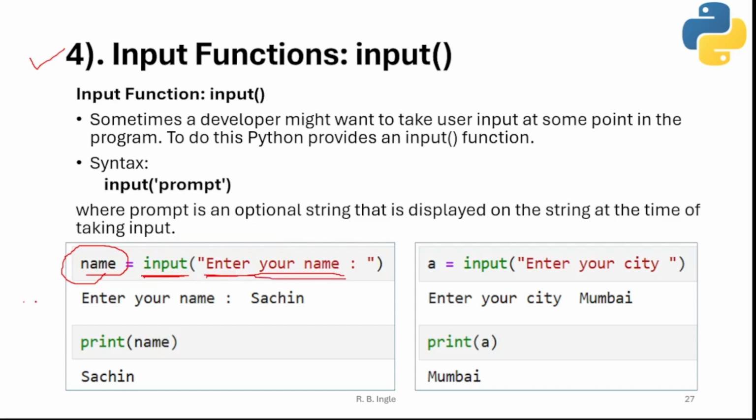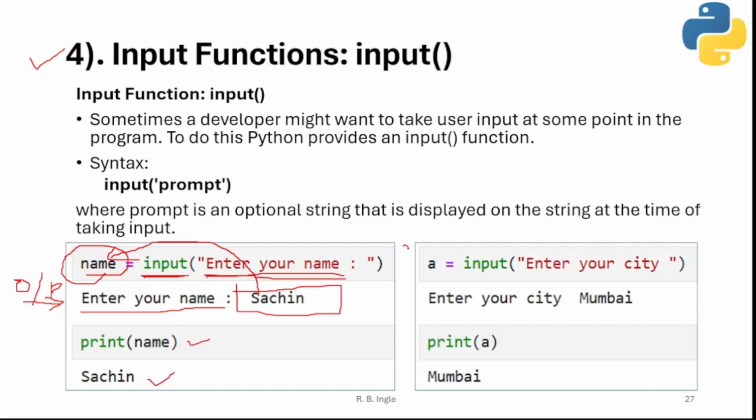So what will happen at the output screen? You will get this message displayed. The message will be "enter your name", and here will be a box, and the user is entering Sachin. Once he presses enter, what will happen? This Sachin will go to the name variable. Now I can check print name, I am getting Sachin. So Sachin is stored inside the name variable.